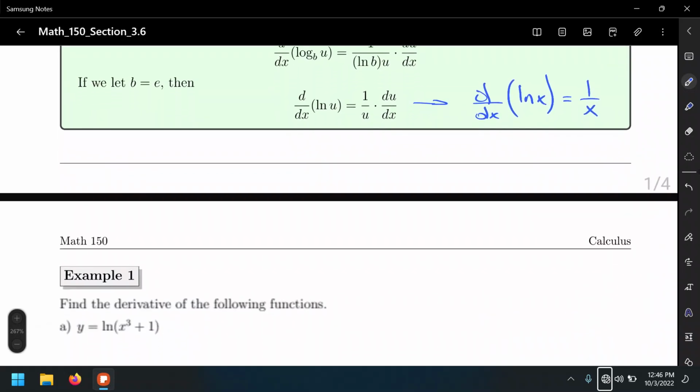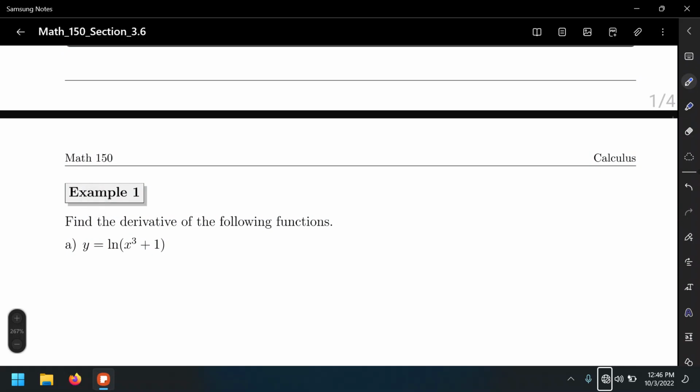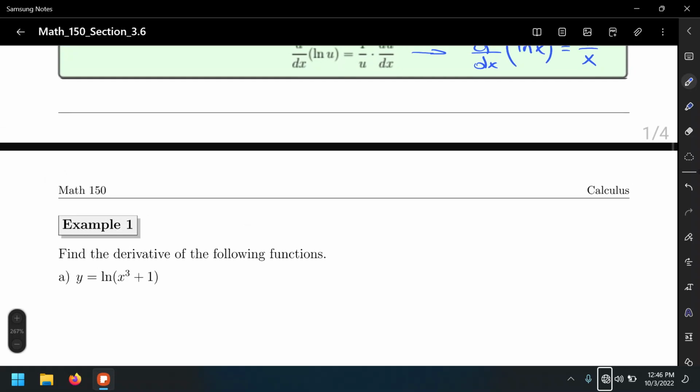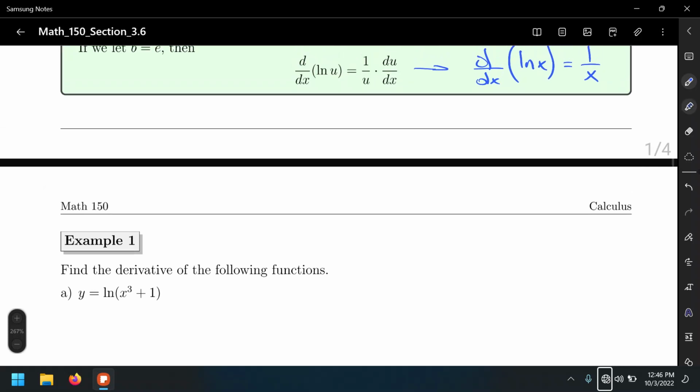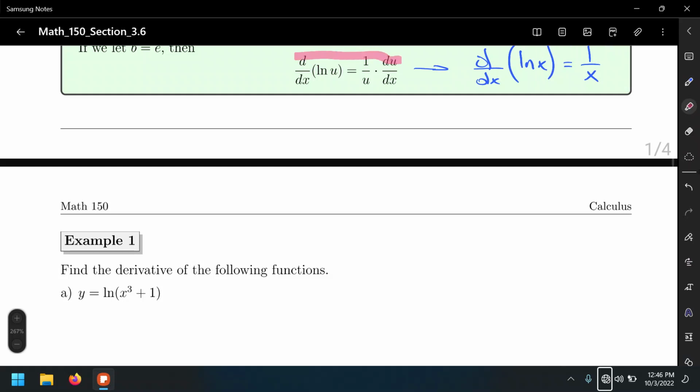All right, let's see if we have time. Yes, we have time for at least one exercise. So let's find the derivative of ln of x cubed plus 1. To differentiate ln of x cubed plus 1, let's use this formula right here. It's going to be short. So that's simply y prime equals 1 over the quantity u.